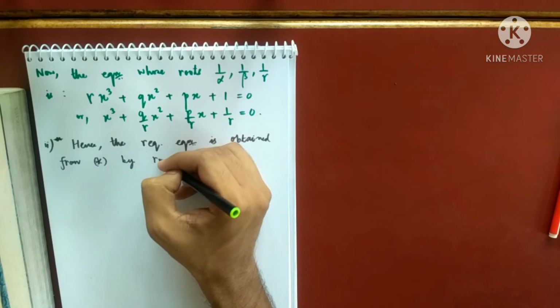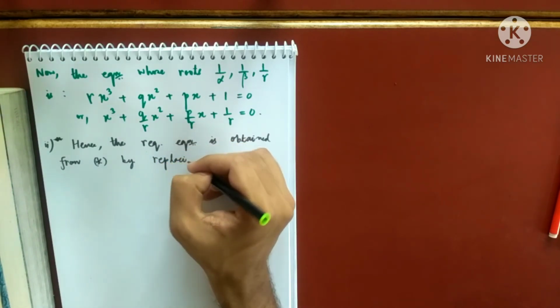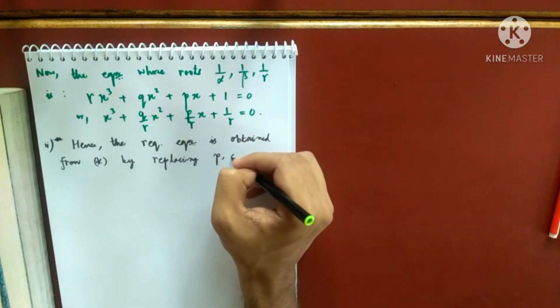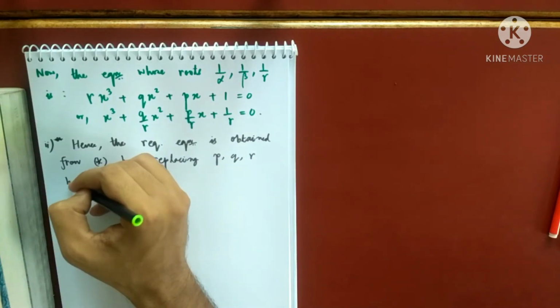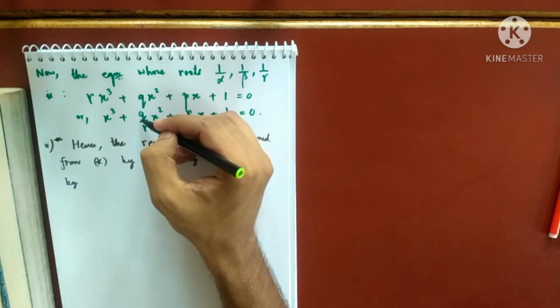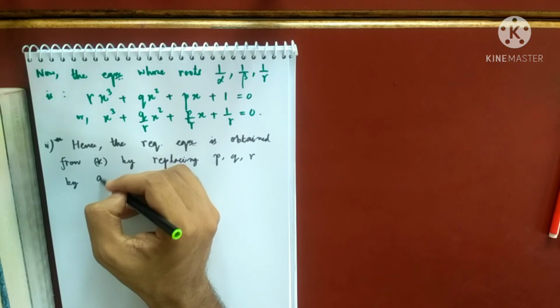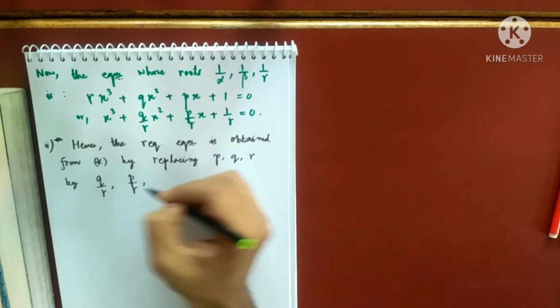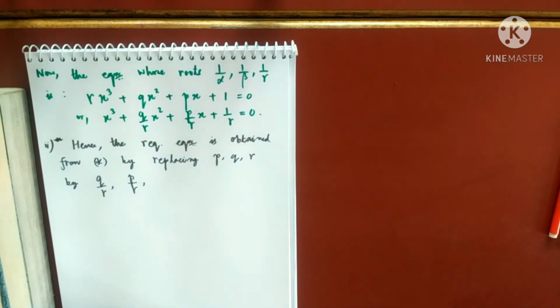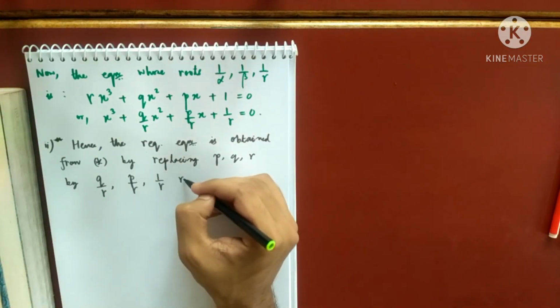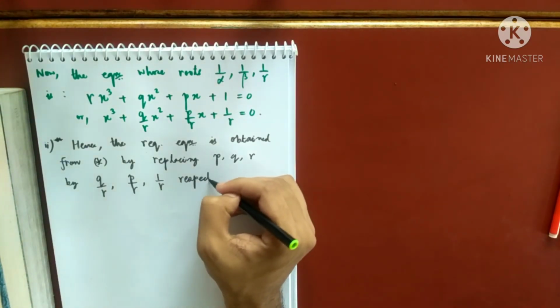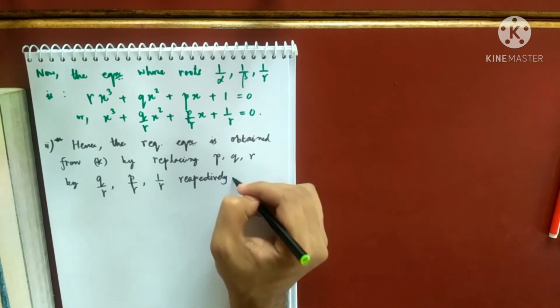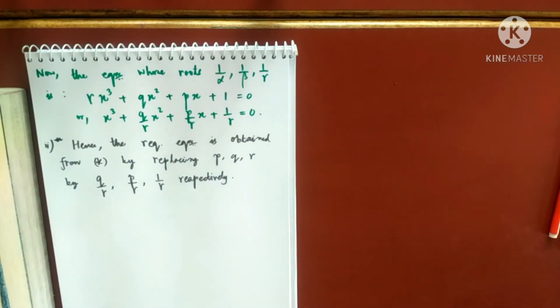by replacing PQR by, so P is replaced, initially it was P there, now I have Q by R, Q by P by R and R by 1 by R respectively. So I'll get the transform equation like this. You may write it down, but I will not write it down. Understood the concept or no?